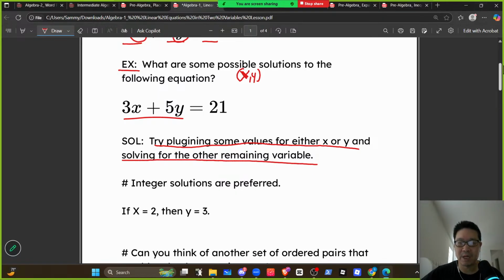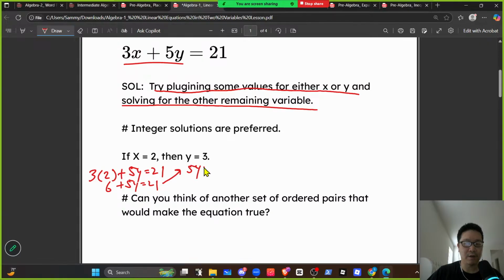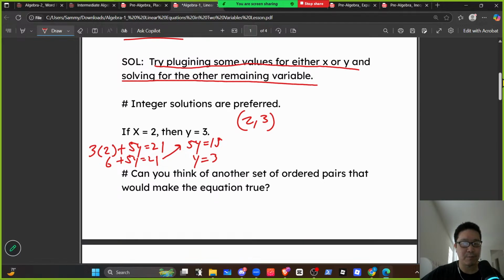So if you were to plug in x equals, for example, 2, then we would have 3 times 2 plus 5y equals 21, or 6 plus 5y equals 21. If you subtract 6 from both sides, you get 5y equals 15, and y is going to equal 3. So one ordered pair solution for this equation is 2 and 3. Can you think of another set of ordered pairs that would make the equation true?